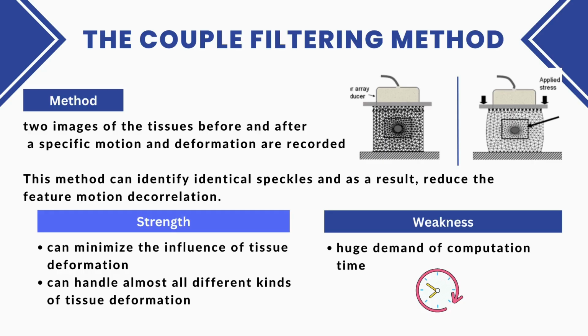Couple filtering method is able to identify the identical speckles and reduce the feature motion decorrelation. Compared to other speckle tracking methods, couple filtering method is the best to minimize the influence of the tissue deformation, and it can handle almost all kinds of tissue deformation, including 2D and 3D. However, the limitation of couple filtering method is a long computation time. Therefore, we have this project to rebuild the couple filtering program and accelerate it.